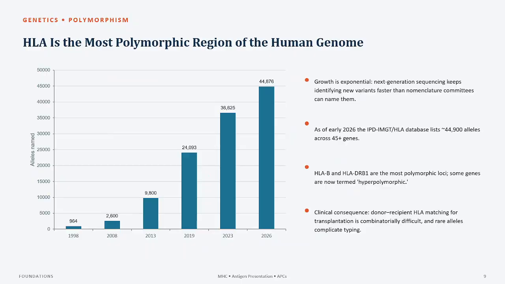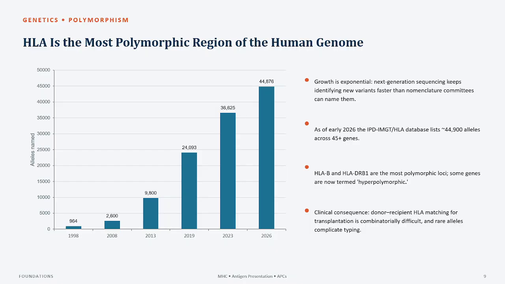Now, HLA is the most polymorphic region in the human genome. From the bar graph, it illustrates the exponential growth in the number of officially named HLA alleles over nearly 3 decades, from 1998 to 2026. The exponential growth shows that advanced next generation sequencing discovers new genetic variants faster than the nomenclature committees can officially name them.